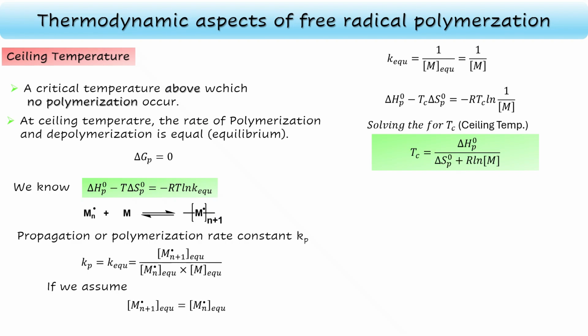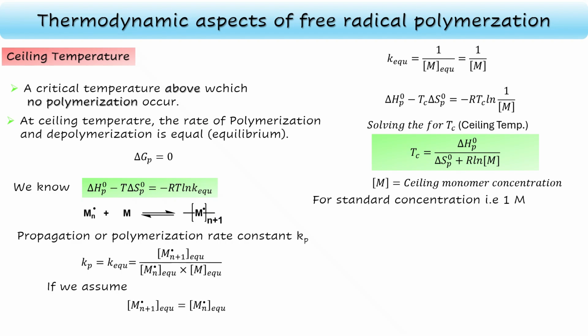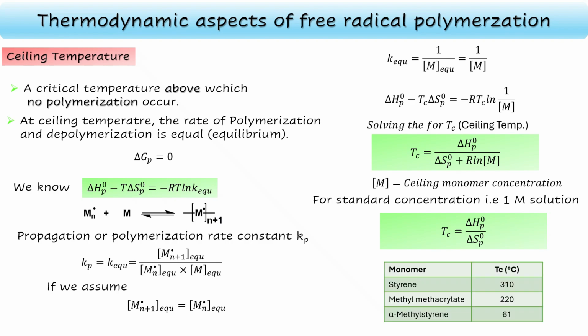This equation shows that the ceiling temperature depends not only on the enthalpy and entropy of polymerization, but also on the monomer concentration. For standard concentrations, meaning for 1 molar solution, the term R log concentration of M becomes 0. We get Tc is equal to delta Hp naught over delta Sp naught. Let us look at a few examples.